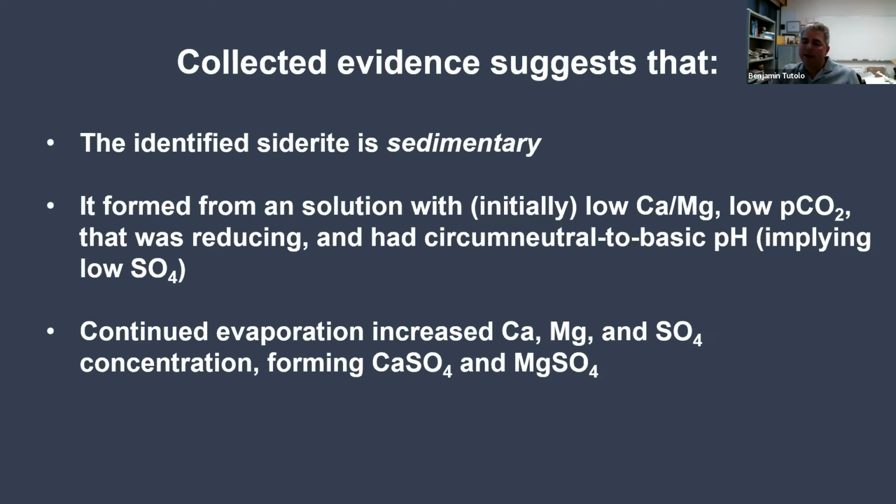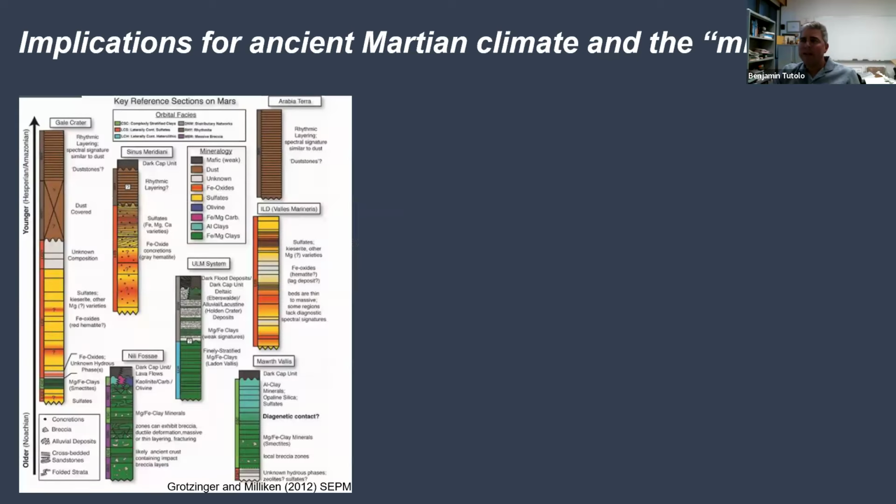As we keep going and continue to evaporate those solutions, it increases calcium, magnesium, and sulfate concentration, and ultimately forms calcium sulfate minerals like gypsum or anhydrite, and magnesium sulfate minerals like kieserite and starkeyite. So what does this mean for ancient Martian climate and this missing carbon?